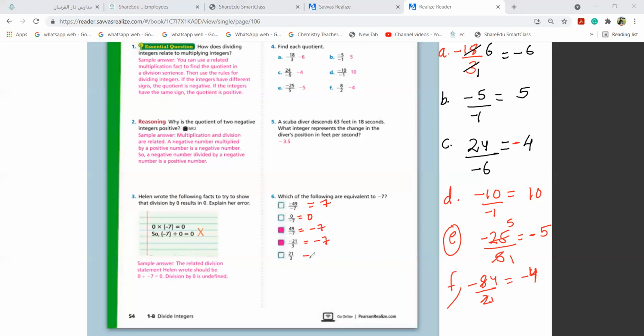21 and 7, 21 and 3 if you divide. So where do you have negative? In this and in this.